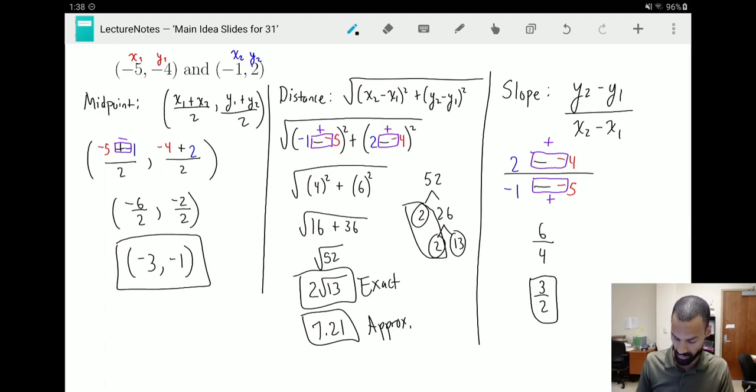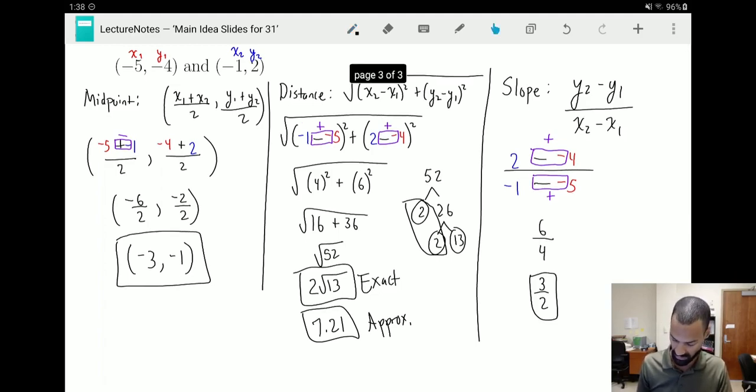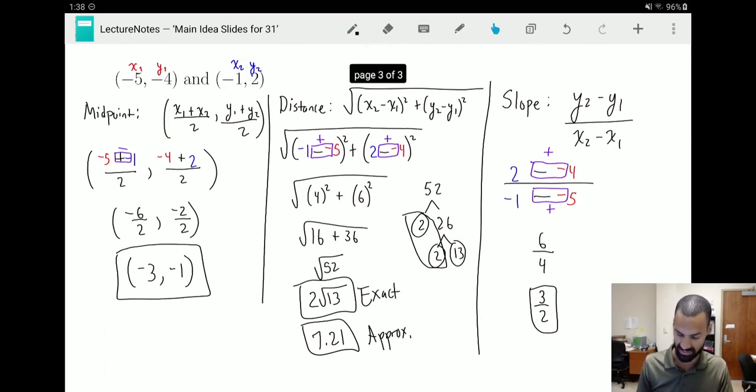So there we go. Midpoint, distance, and slope between the 2 points. And so that is the end of this section. That's the end of section 3.1.